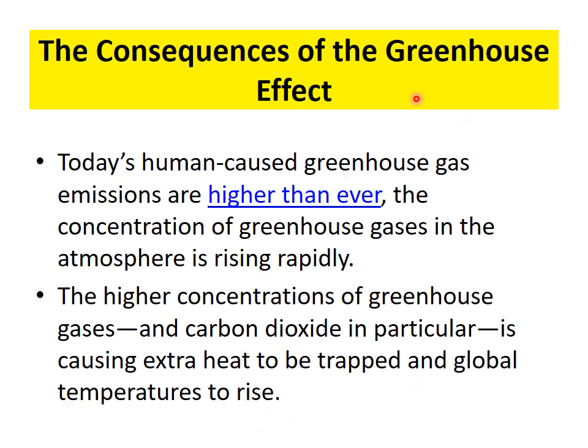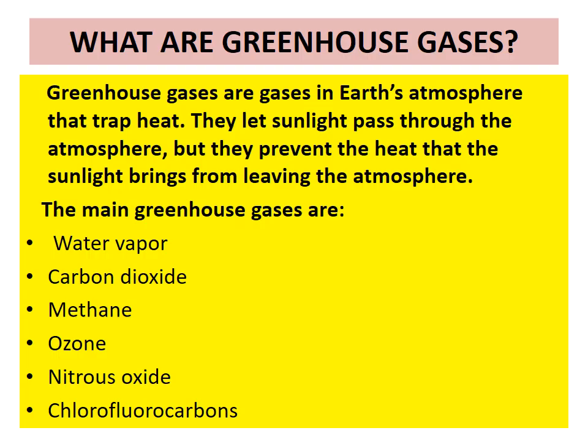So firstly, we understood what the greenhouse effect is. The greenhouse effect is when the greenhouse gases trap the heat. And when does it become harmful? When human caused greenhouse gas emissions rise. When they rise, automatically they will absorb extra heat, and because of that the temperatures are going to rise.